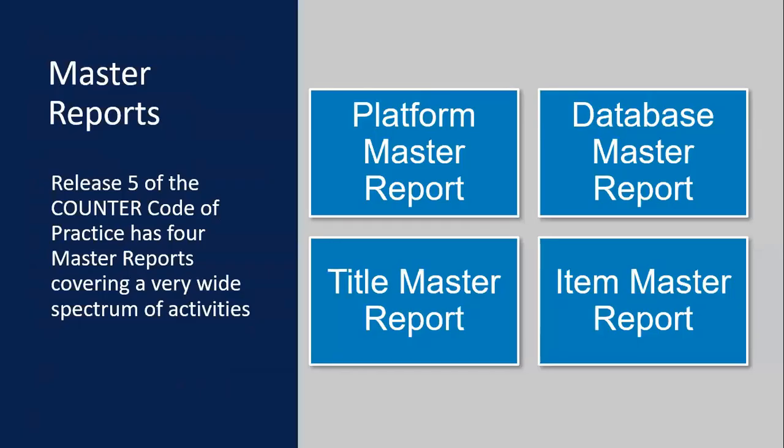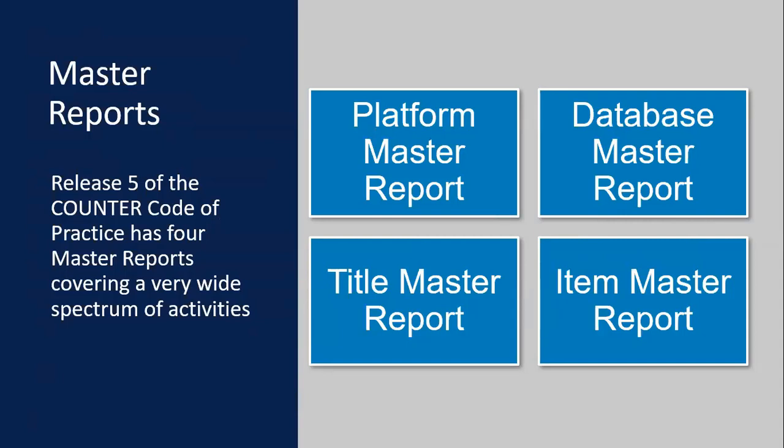As I say, we've boiled it down to 4 reports, master reports that is, which cover activity at the level of a platform, at the level of a database, at the level of titles, that is both books and journals, no longer necessarily have to be treated separately, and also the introduction of the item master reports.